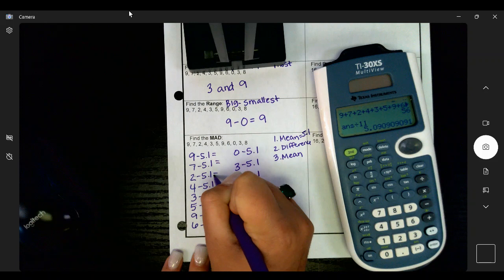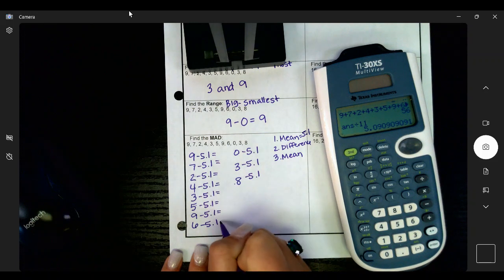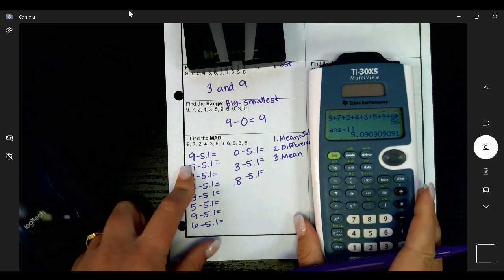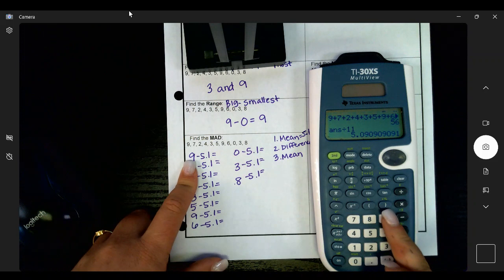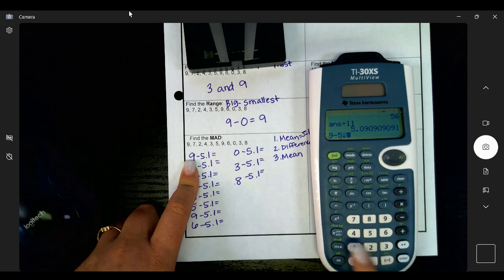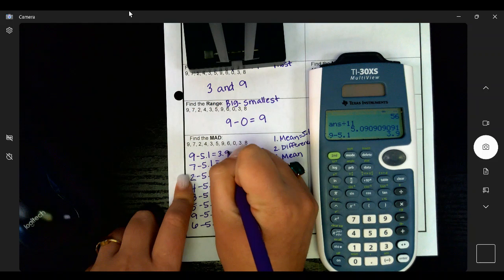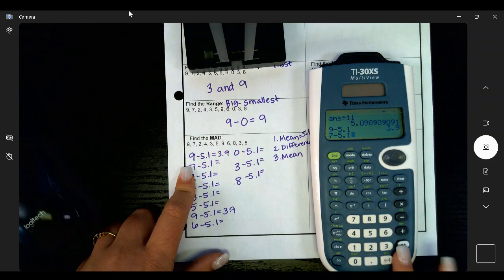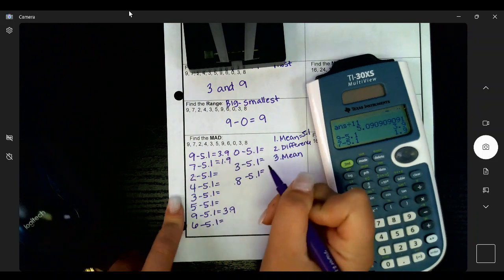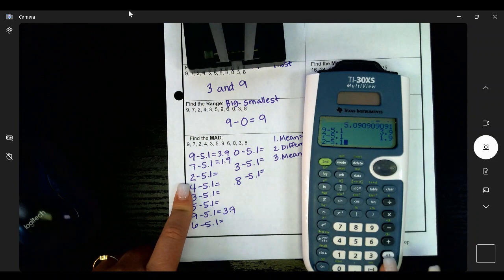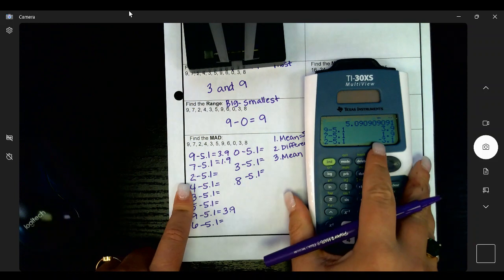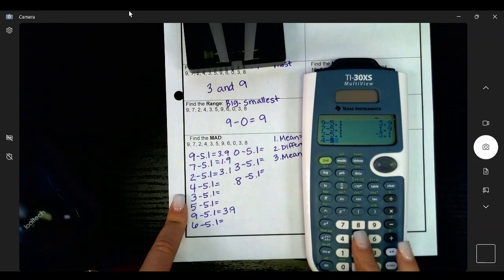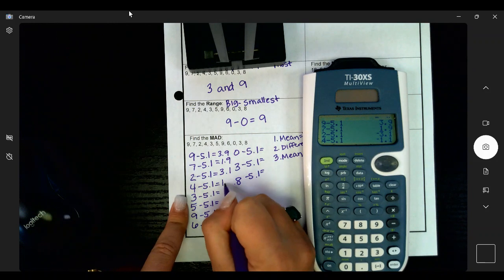And then I'm going to just subtract each one of these. Okay, so you can be doing this with me, or you can just pause and then skip after I do this. So you have 9 minus 5.1, which is 3.9. So we got that. 7 minus 5.1, 1.9. So 2 minus 5.1. See how I got that negative right there? I'm just going to ignore that negative. It's 3.1. 4 minus 5.1. Ignoring the negative again.